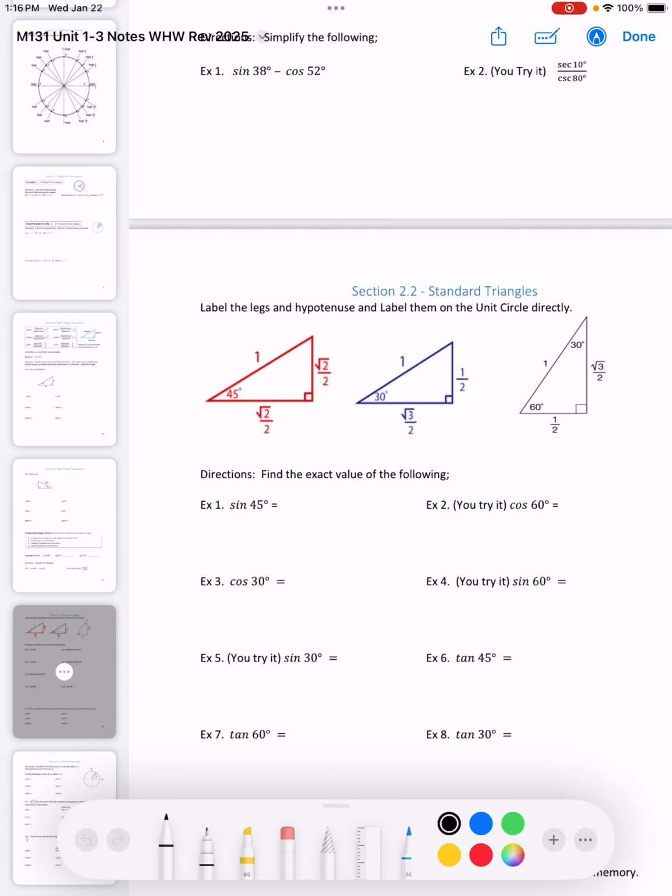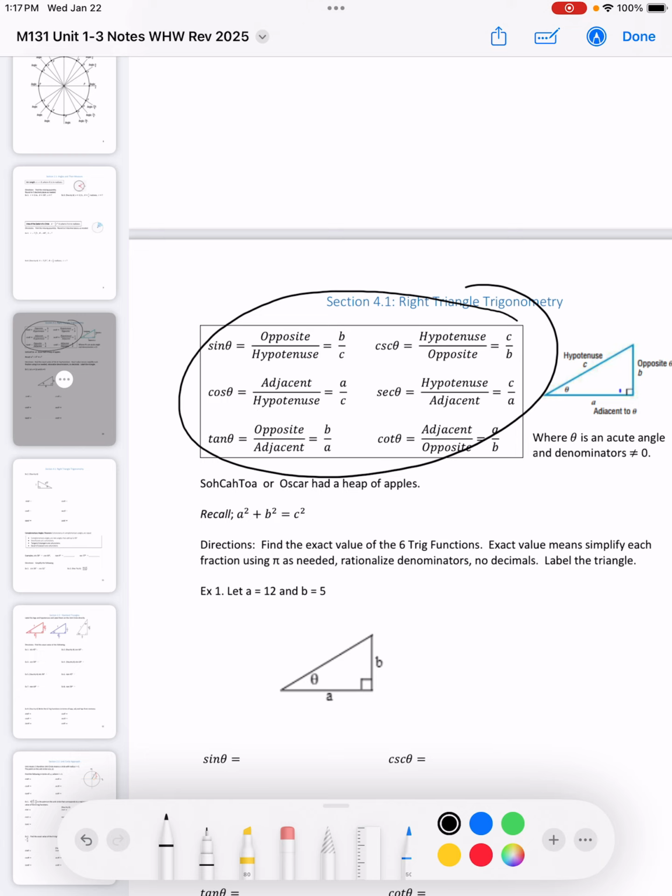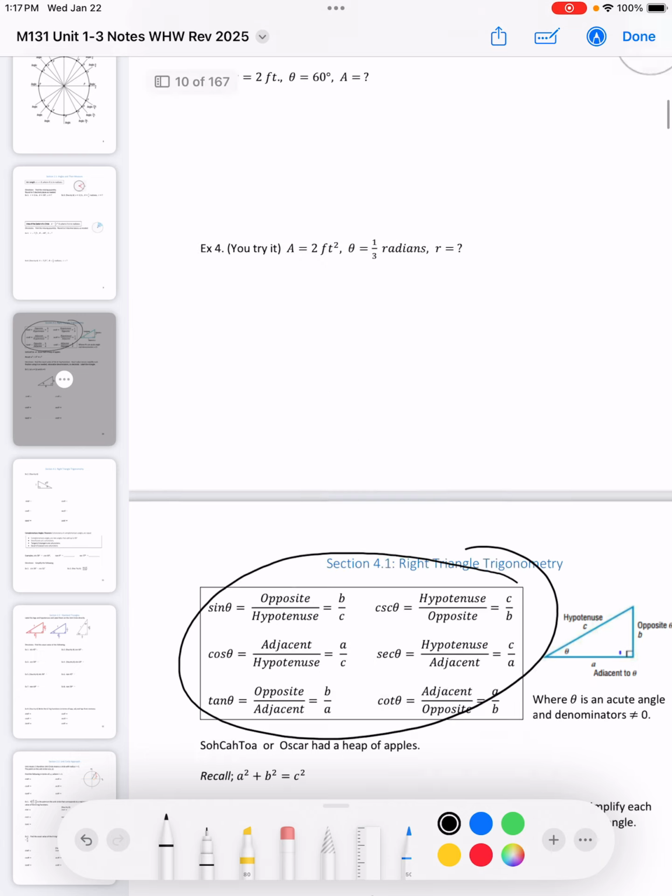All right. In this section, we're going to take the ideas that we learned in section 4.1 and basically keep compounding those and learning more about them. So this idea of going back, this opposite over hypotenuse, adjacent over hypotenuse, and opposite over adjacent. We're going to keep with this idea and apply it to some of the angles that we saw when we made the unit circle back in our previous section 2.1.